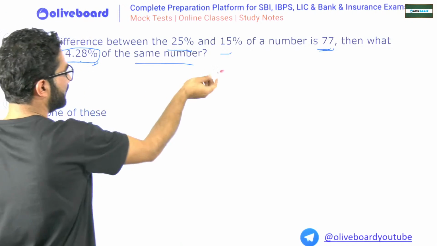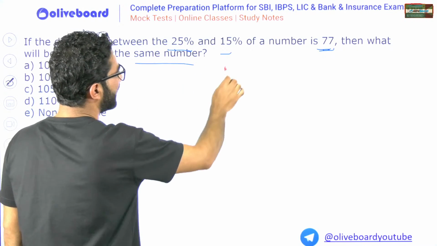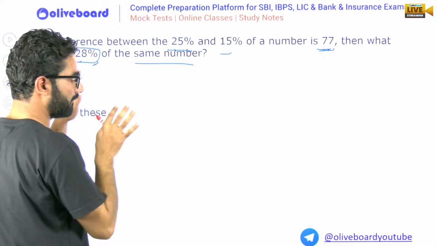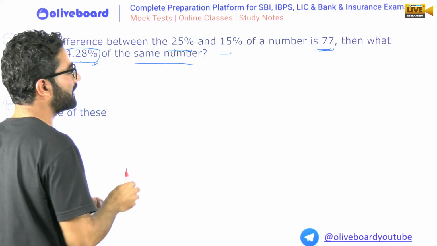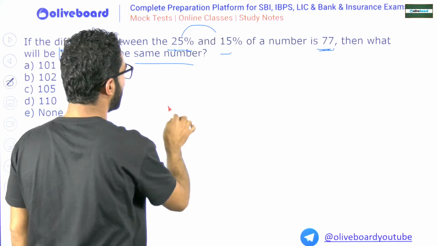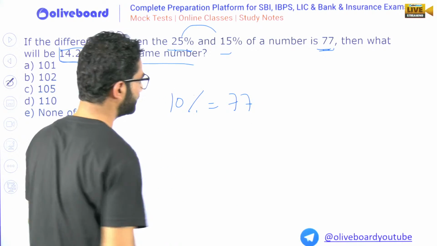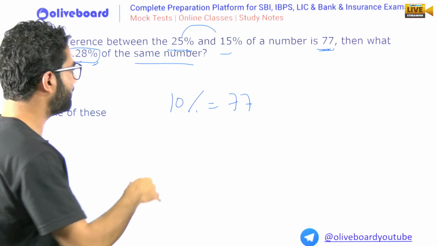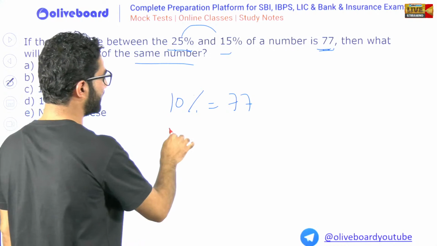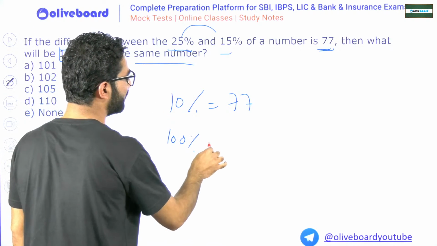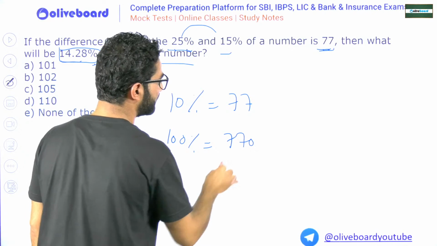So listen, 25 percentile and 15 percentile of a number, if you subtract them, it will be 77. So can you say that 10 percentile will be 77? If 10 percentile is 77, then the 100 percentile, I mean the number, will be 770. You calculate.